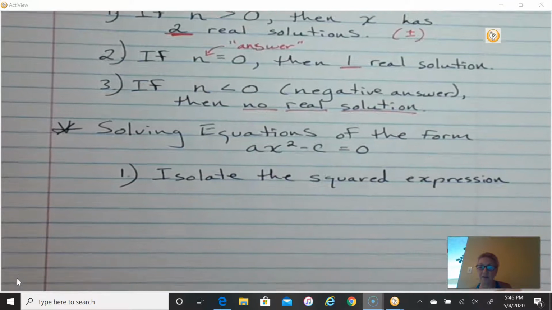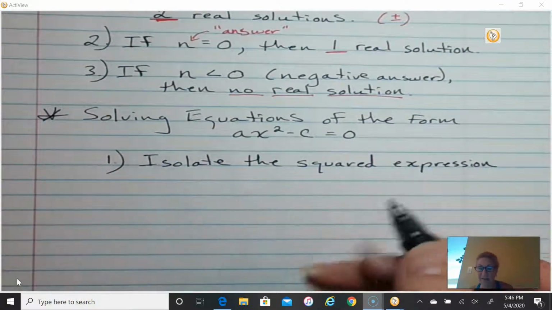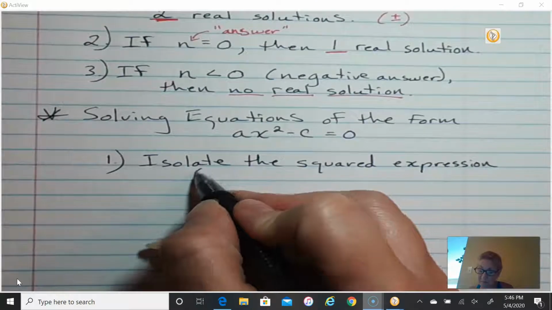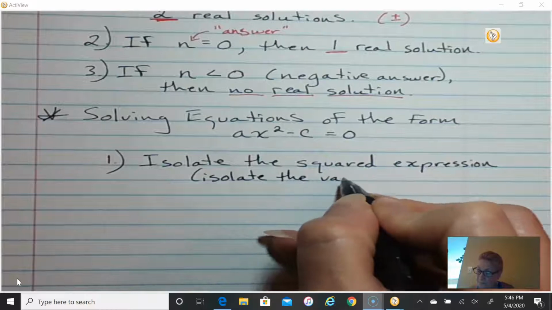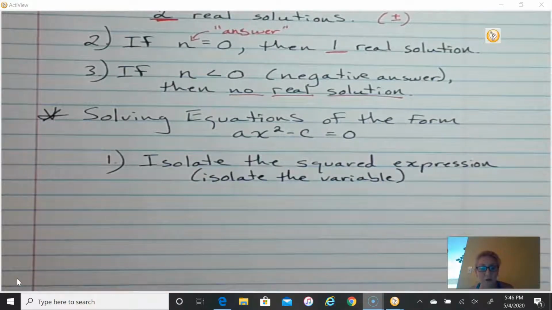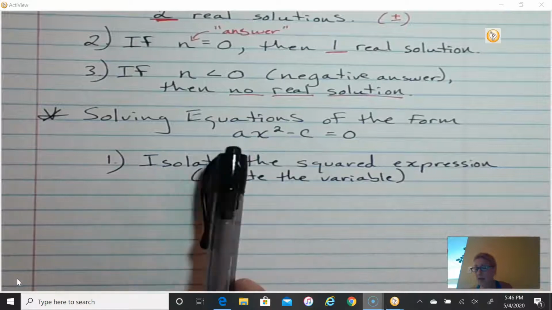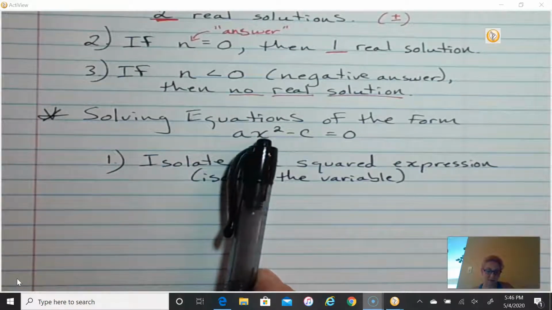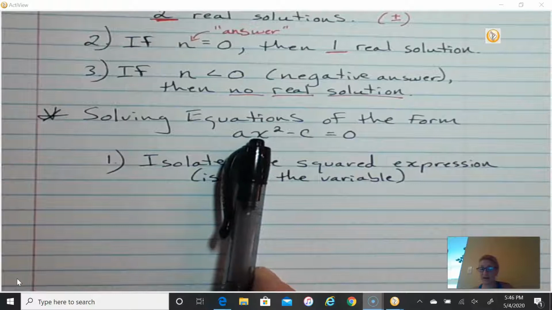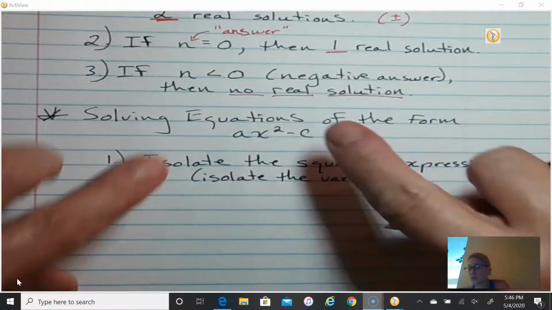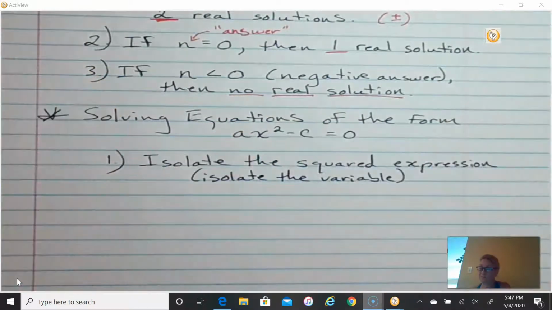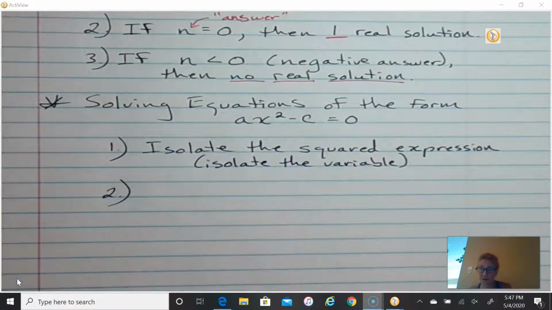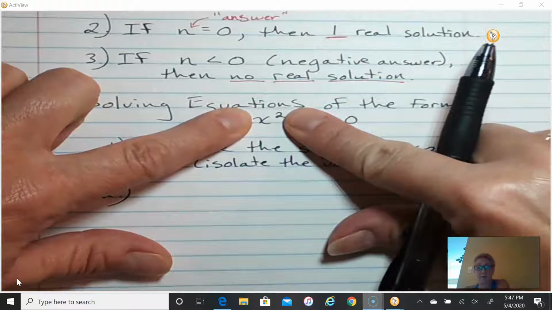Now what does that sound like to you guys? Isolate the squared expression. You're going to isolate the variable. Intruder alert, okay? But you're going to have like a squared, x squared, whatever. So you're going to be isolating the variable, but what you're isolating is that right there, that x squared. Do you understand that? Step 1 is to isolate the variable, but what you're isolating is the squared variable.